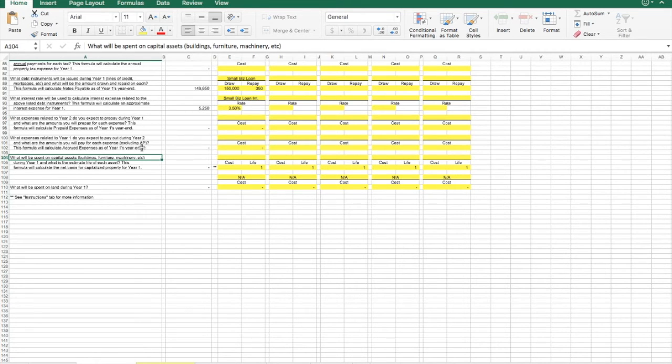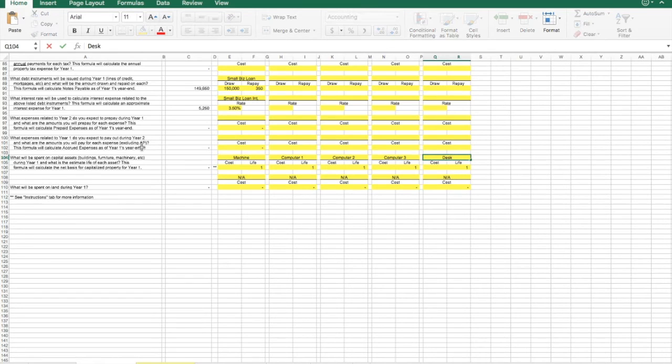So this question is regarding capital assets or fixed assets. And those basically are big expensive things that you're going to use multiple years in a row. And the way that this spreadsheet works is that you need to enter 5 of them. So if you're a widget company, that's probably not that hard. You've got a big widget machine. You've got a couple different computers for your staff. And you've got a really nice desk.